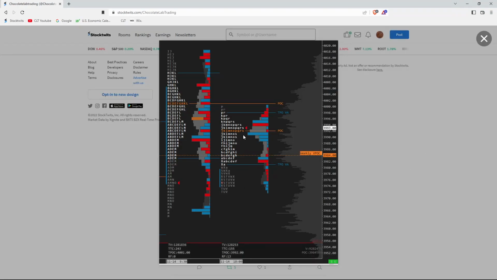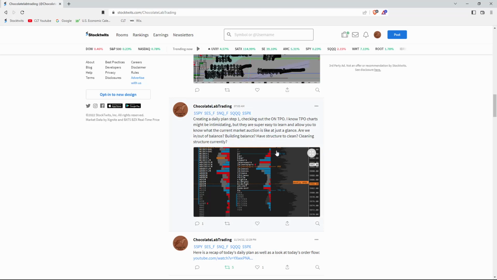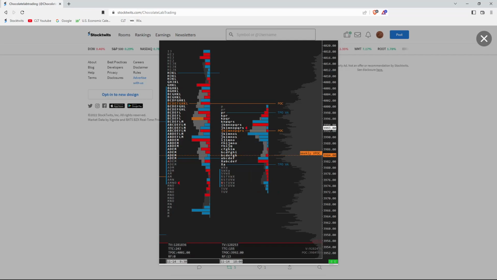The first thing I posted was, as I start out my daily plans every morning, I start with a TPO chart. If you're new to TPO charts, I know they look intimidating, but they're not. They're really simple to learn, and once you do learn them, you just take a glance and you've got all the information you need. Each one of these letter things is called a market profile.